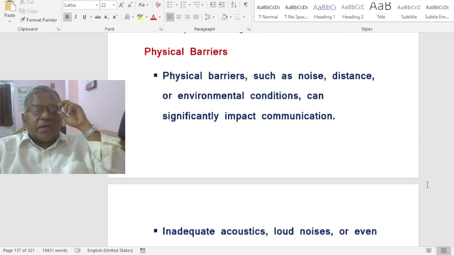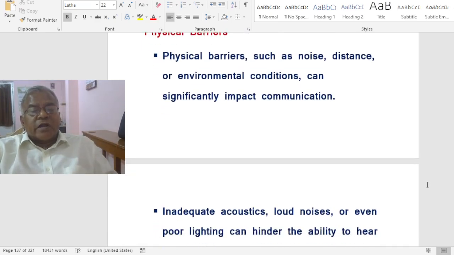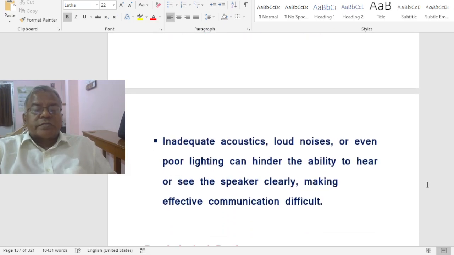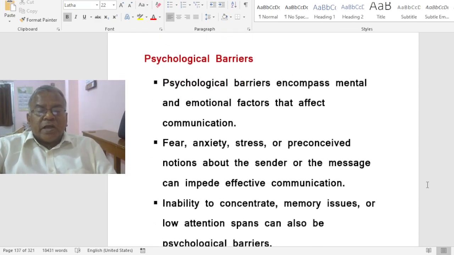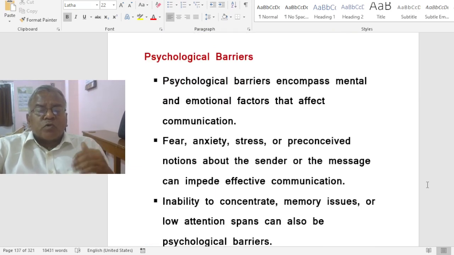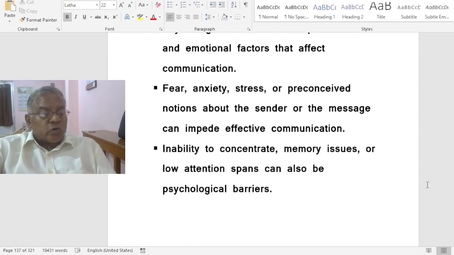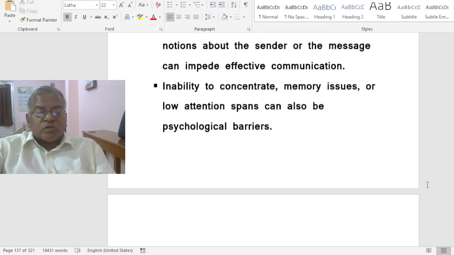Physical barriers. Physical barriers such as noise, distance, or environmental conditions can significantly impact communication. Inadequate acoustics, loud noises, or even poor lighting can hinder the ability to hear or see the speaker clearly, making effective communication difficult. Psychological barriers. Psychological barriers encompass mental and emotional factors that affect communication. Fear, anxiety, stress, or preconceived notions about the sender or the message can affect effective communication. Inability to concentrate, memory issues, or low attention spans can also be psychological barriers.